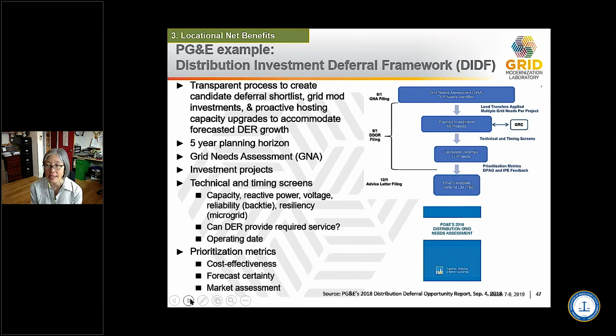So the CPUC established a distribution investment deferral framework. And what you do in this framework is you've got a grid needs assessment and a screening that leads to distribution deferral opportunities, identification of those non-wires alternatives that you can then solicit for.